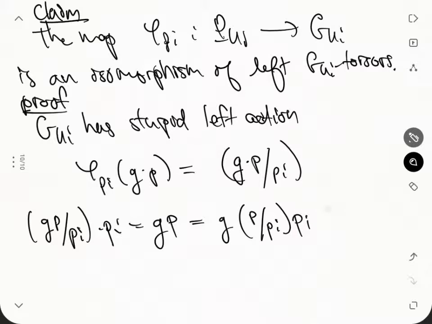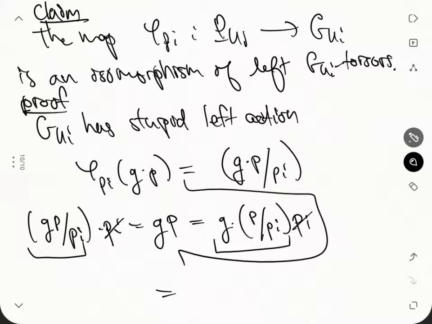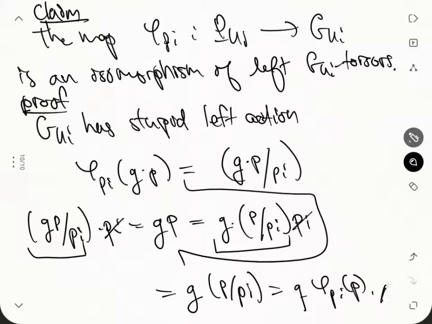Okay, and then this thing here. We can just cancel these two. So this is the left action here, and this is the left action here. These can cancel. So now if we go back down to here, this thing is equal to g times p over pi, and this is equal to g, and then you have phi of pi p, like so. Okay, and so this tells you that this is a map of torsors, of G U_i torsors. This is the trivial G U_i torsor, and so this is a trivialization. Okay, that's what we have.